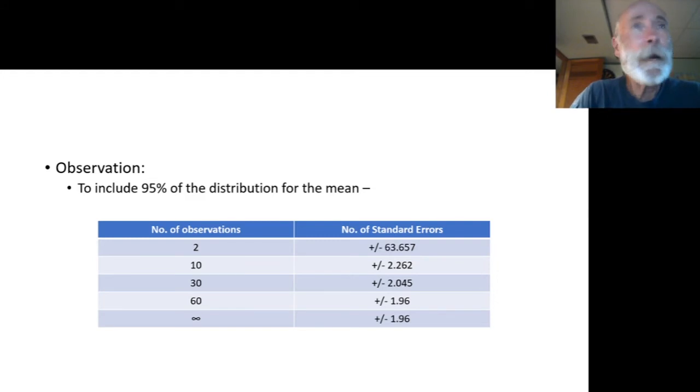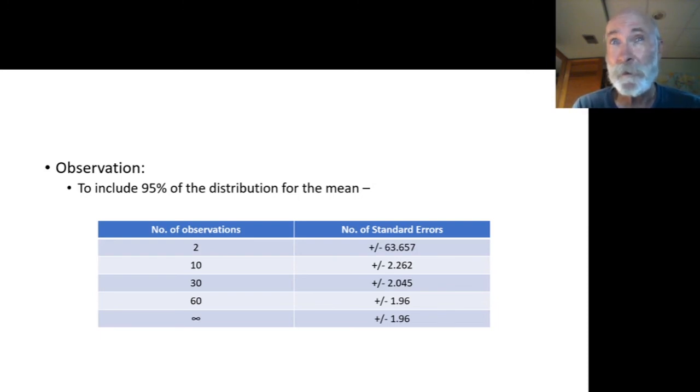Now, notice what happens if we have two observations and we'd like to include 95% of the distribution of the mean. With two observations, the limits are going to be plus or minus 63.657 standard errors. If we have 10 observations, it's plus or minus 2.2. 30 observations, it's plus or minus 2.024. 60 observations, it's plus or minus 1.96. And for infinity, it's 1.96. Recall that the z-score, to include 95% of the distribution, was 1.96.